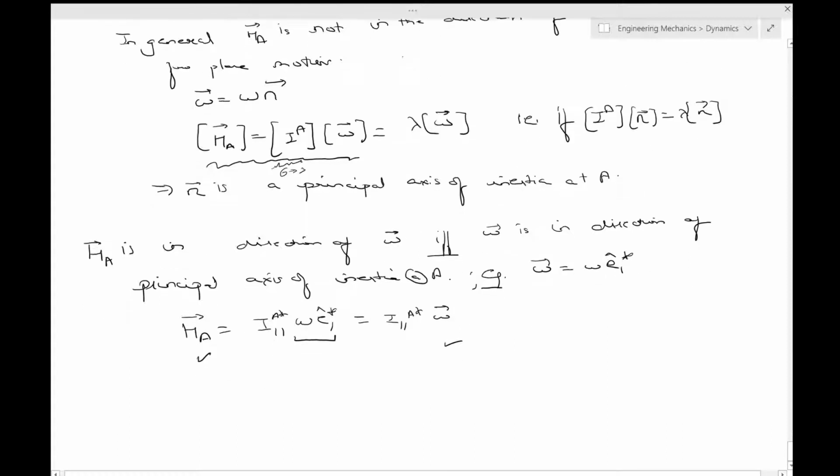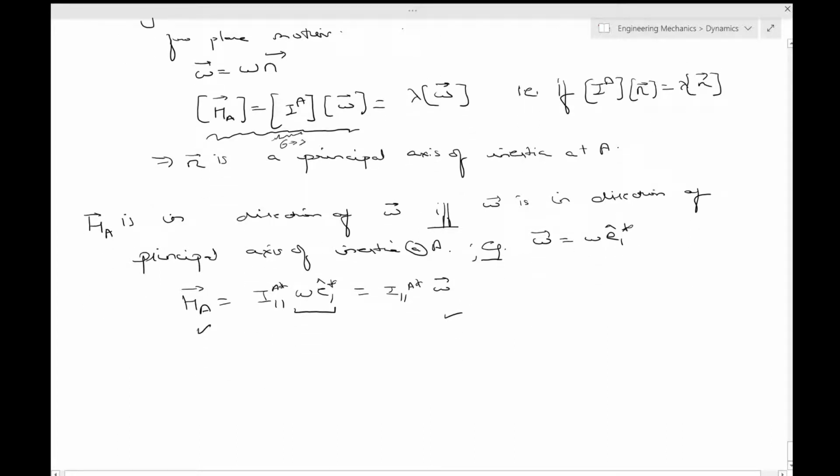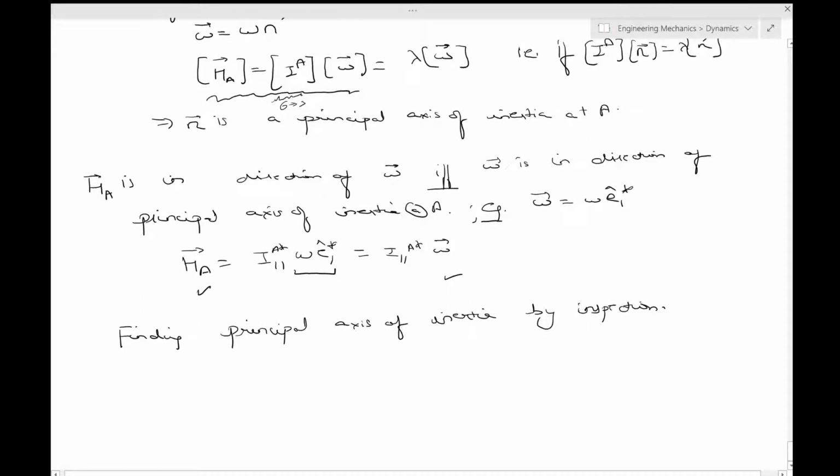So let's see, can we look at the mass symmetry and then see what would be the principal axis. So finding principal axis of inertia by inspection. Okay, so there we'll study three methods of this.